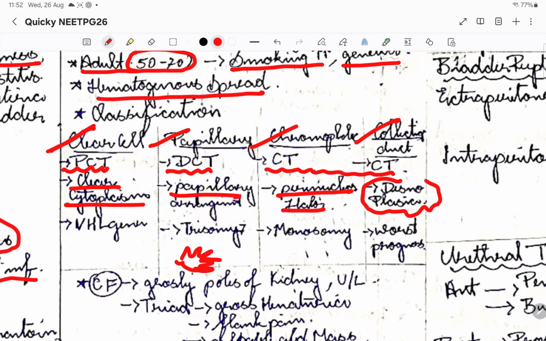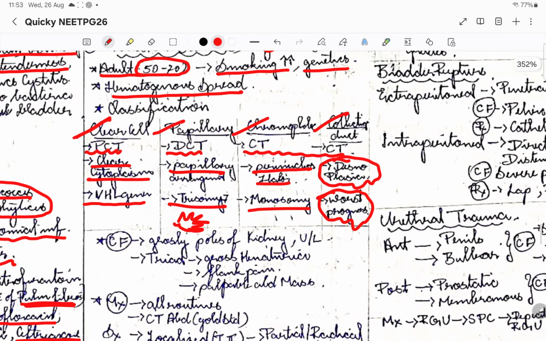There will be dysplasia. Then some of the important points about this: the VHL gene, that is the von Hippel-Lindau gene, is involved in clear cell carcinoma. Trisomy 7 with respect to papillary carcinoma. Monosomy can cause chromophobe, and here, as I told you, collecting duct has the worst prognosis. Okay, so this is the basic classification of renal cell carcinoma.